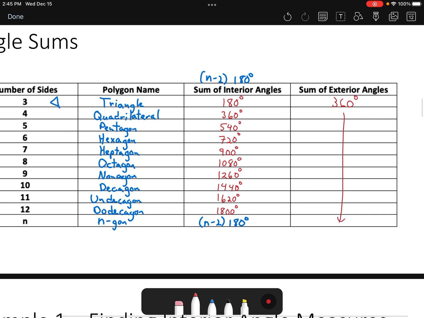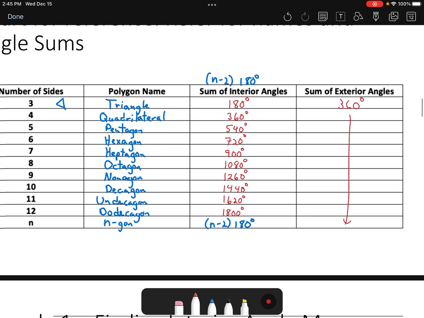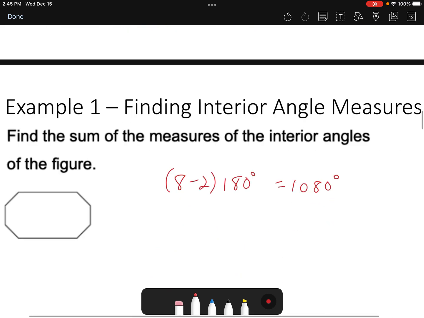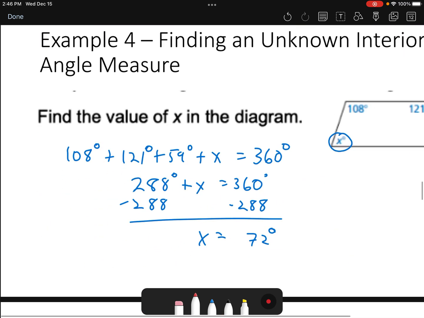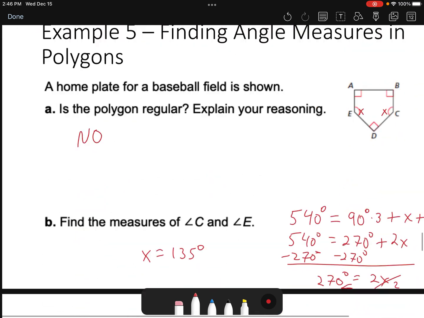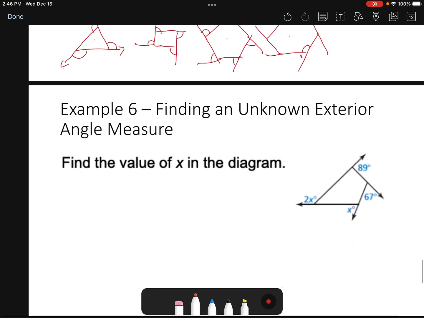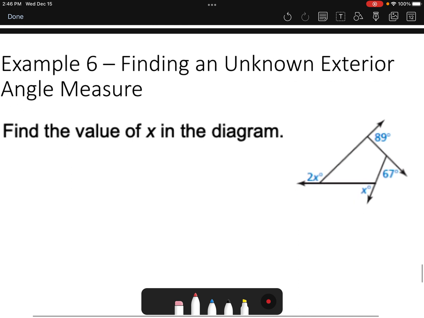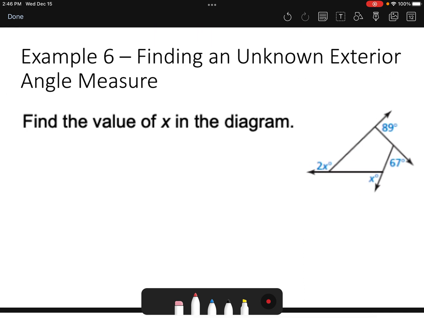So we can go back to our chart now and just fill this in. The sum of the exterior are all 360, always. It doesn't matter what shape. It's always 360, the sum of the exterior. All right, so knowing that, how do we find x in this picture? Well, we know that 2x plus 89 plus 67 plus x will equal how much? Right, 360, because they're exterior.